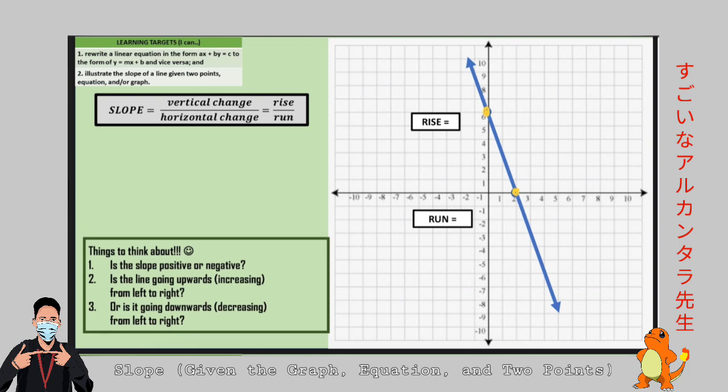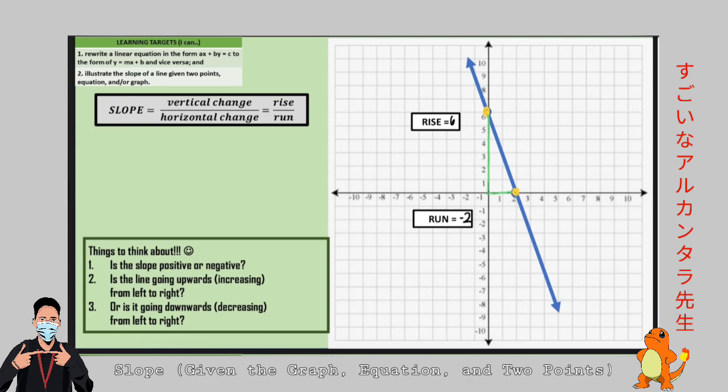So from here, let's say that I'm going to the left, 1, 2. Since I went to the left 2 units, the answer here must be negative 2. I'll explain later. Next, to meet the other point, we will go 1, 2, 3, 4, 5, 6. 6 units up. So our rise is 6, our run is negative 2.